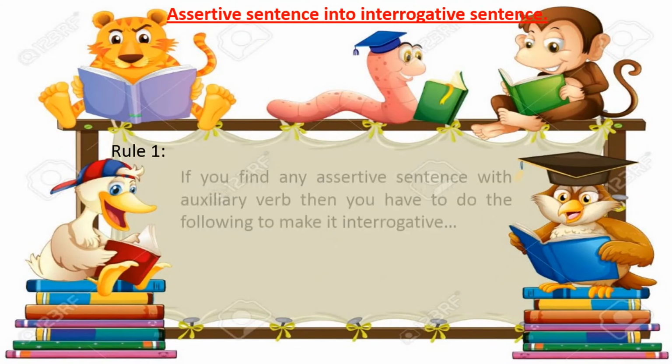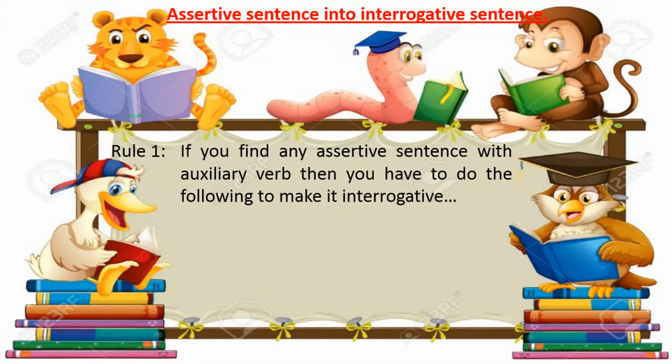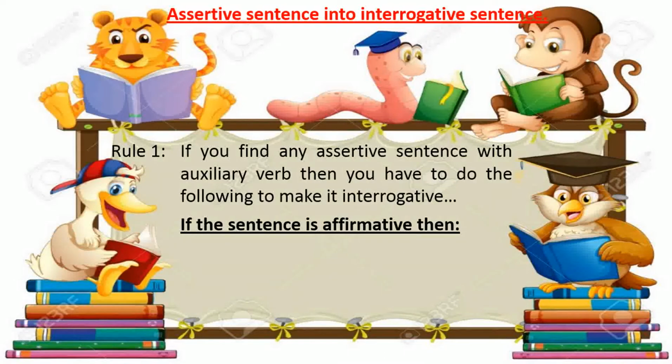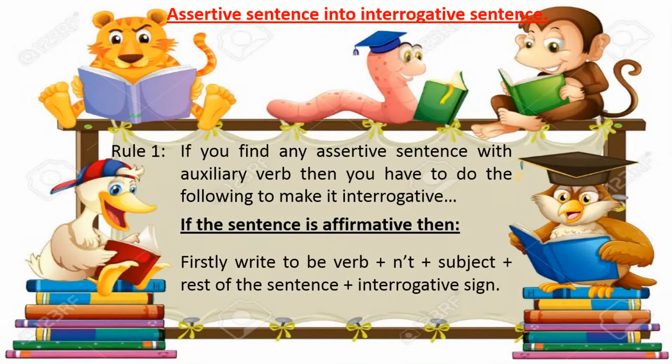Rule number 1. If you find any assertive sentence with an auxiliary verb, then you have to do the following to make it interrogative. You have to implement these rules only if the sentence is affirmative. Firstly write the to be verb, that is the auxiliary verb, plus n apostrophe t, that is the short form of not.